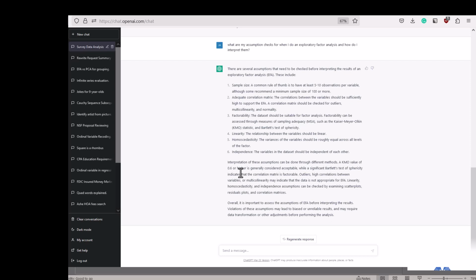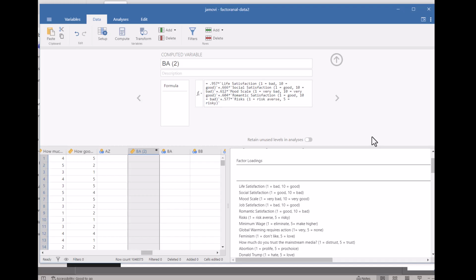It says that your KMO value of 0.6 or higher is generally considered acceptable. They tell you how to interpret it here. Bartlett's test of sphericity indicates the correlation matrix is factorable. And this will help you write it up. You can even type in here, how do I write this up? And you'll get a little paragraph of how to write this up.